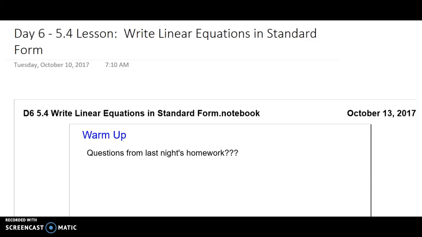Guys, we are on chapter 5, day 6. This is technically still part of 5.4 with the standard form stuff. So right now, just wanting to go over expectations.